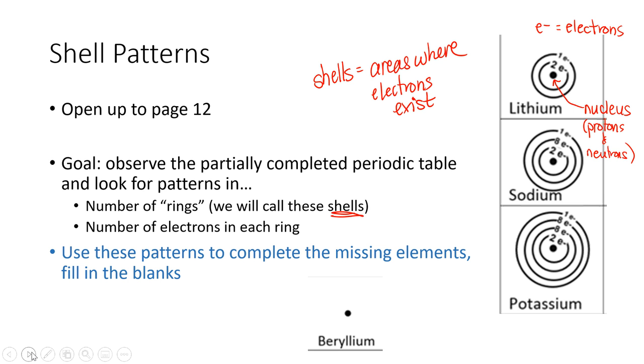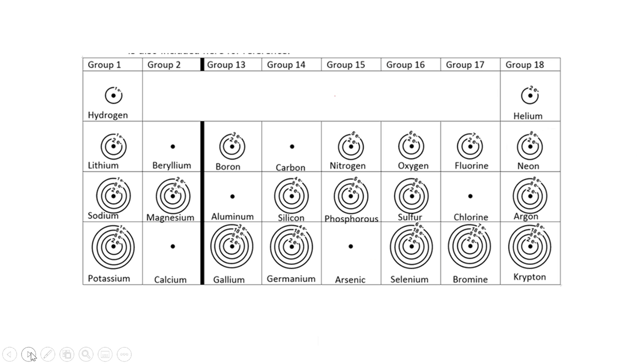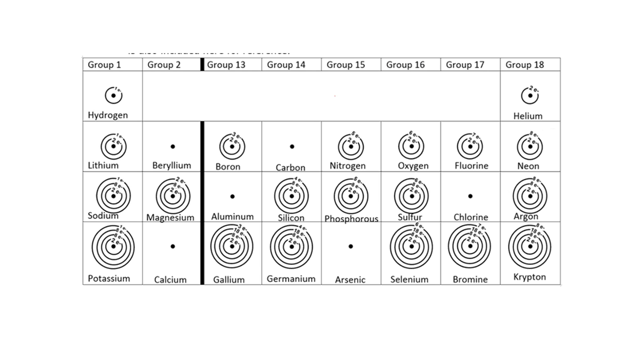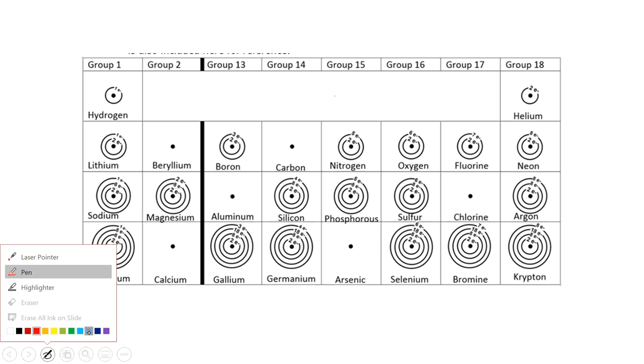And we want to be able to look for some patterns as to how many shells different elements have and how many electrons are in each shell. So what we have here on page 12 is a partially completed periodic table, and we want to look for patterns in the number of shells and how many electrons are in each shell, and use those patterns to fill in the blanks here. So that's the goal behind this lesson on page 12. Let's take a look at it.